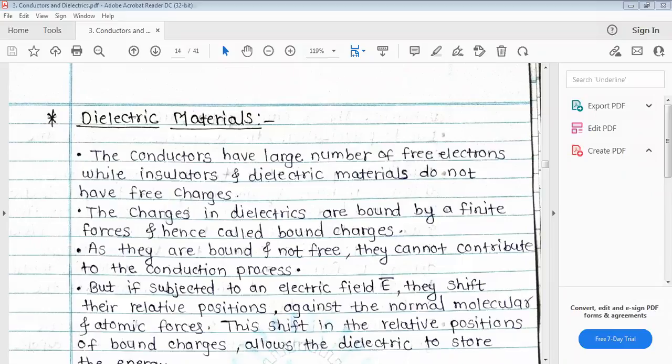We are providing the electric field there, E bar. All of you may know, if you give an external supply to an insulator also, some electrons get free there. But the number of electrons that become free when you give supply is greater in dielectric material.